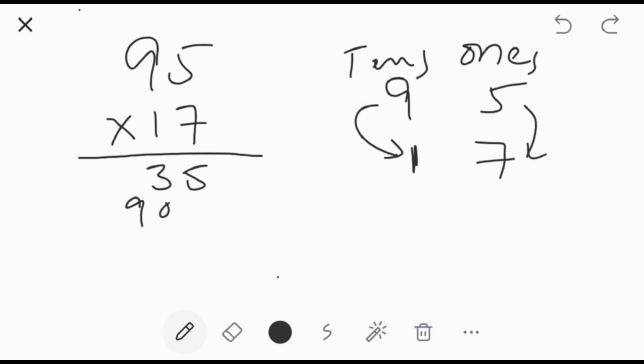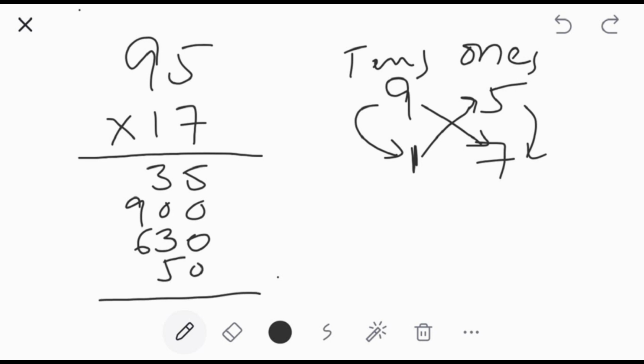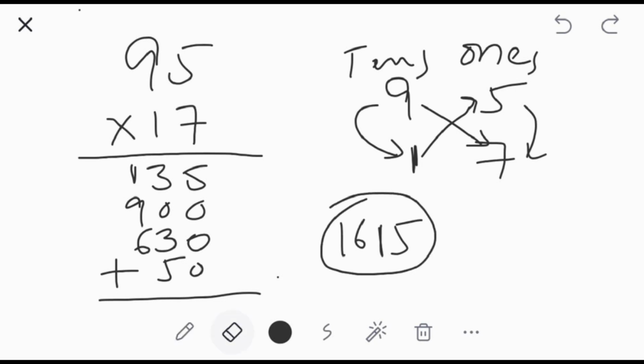is going to give me 900. And now crosswise I'm going to multiply 10 with the 5 first, or maybe 90 with the 7 first, whatever you follow is going to give you the same answer. 90 times 7 is going to give me 630, and 10 times 5 is going to give me 50. So I'm going to add these four numbers. 5, 3 plus 3 is 6, 6 plus 5 is 11, 1 to be carried, and 9 plus 1 is 10, 10 plus 6 is 16. So 1615 is going to be the answer.